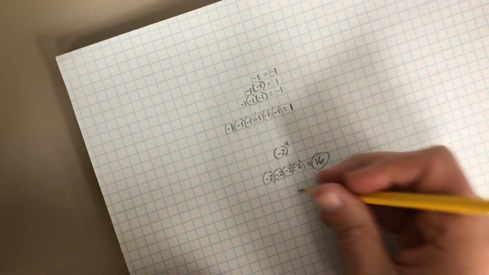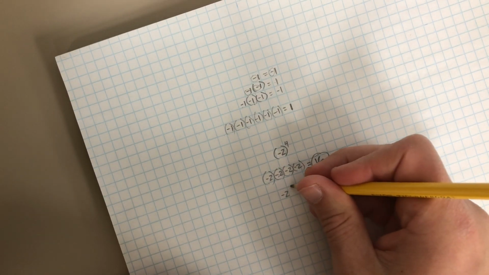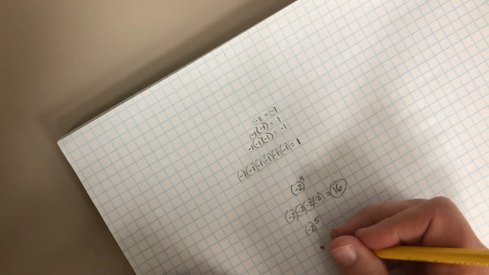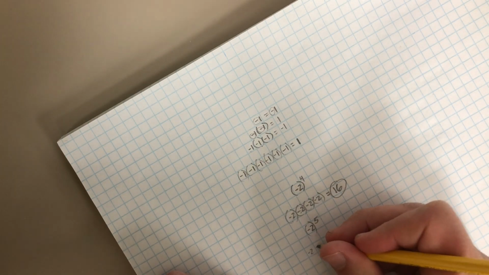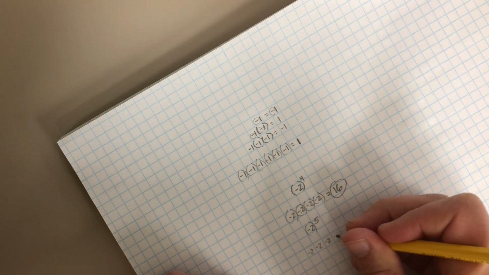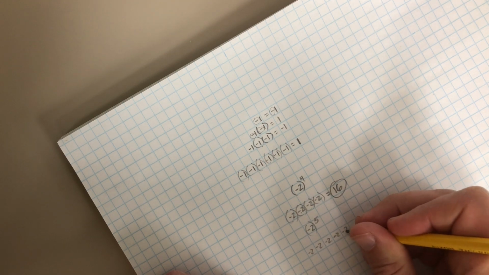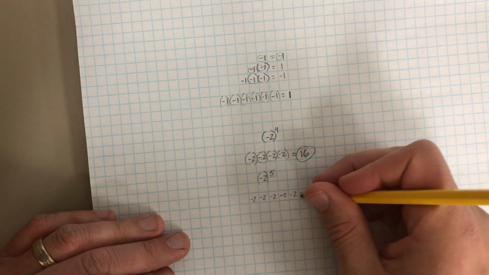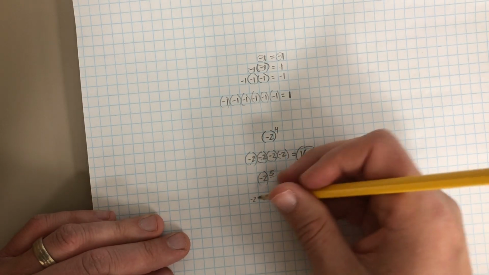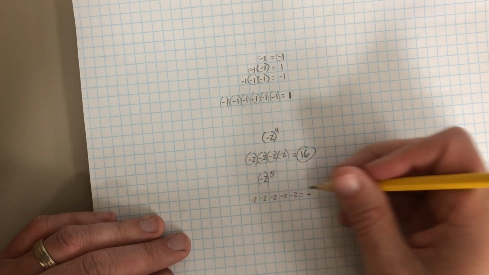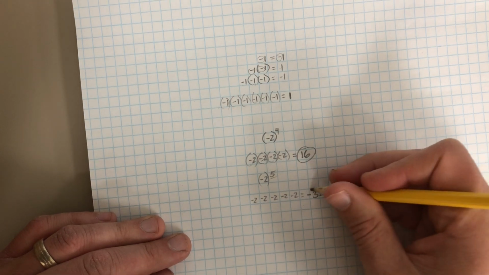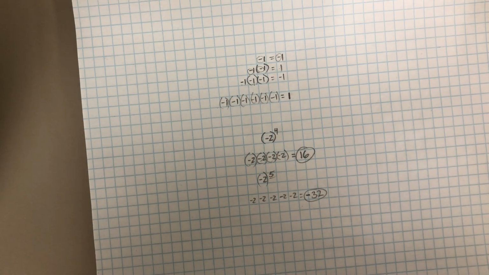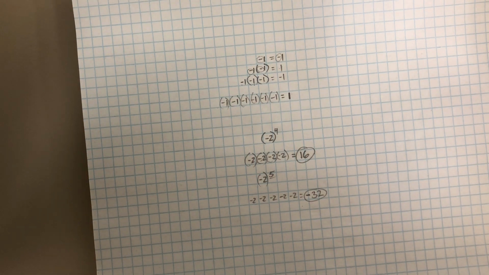Okay? But what if I had negative 2 to the fifth power? Well, now that's negative 2 times negative 2 times negative 2 times negative 2 times negative 2. And seeing that it's to the fifth power, that tells me that my answer is already going to be negative. And then I just have 2 to the fifth, which is 32. Okay?